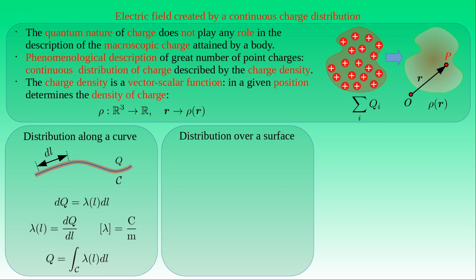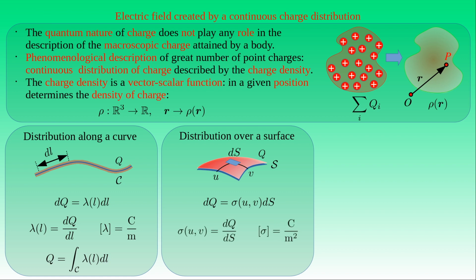In such cases we apply a mathematical description of the surface S, and the charge density describes the charge distribution over the surface. The infinitesimal charge dq distributed over the infinitesimal surface or area element dS is given by the product of the charge density sigma and the surface element dS, where sigma depends on the coordinates u and v describing the position of the surface element on the surface S. As a result, we define the surface charge density sigma by the derivative of the charge q with respect to the surface area S, and the SI unit of the charge density is equal to Coulomb per square meter.